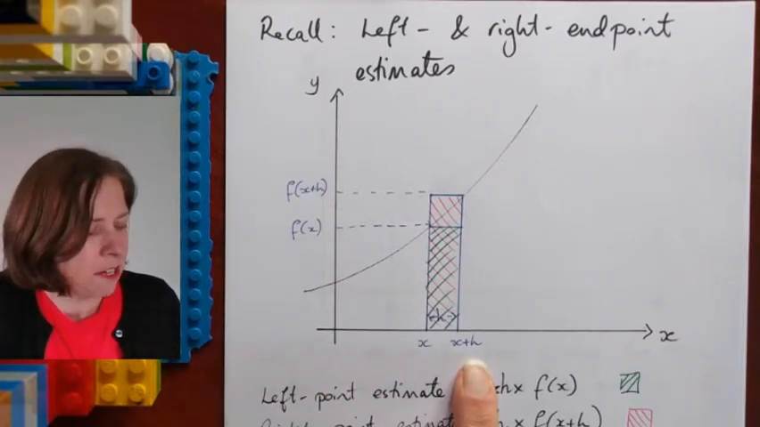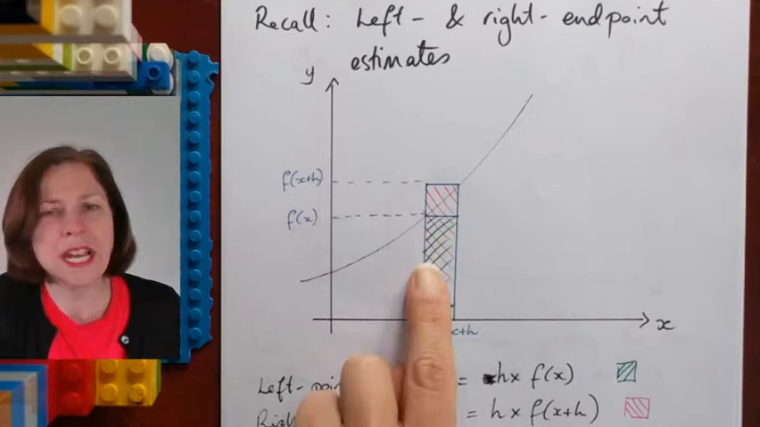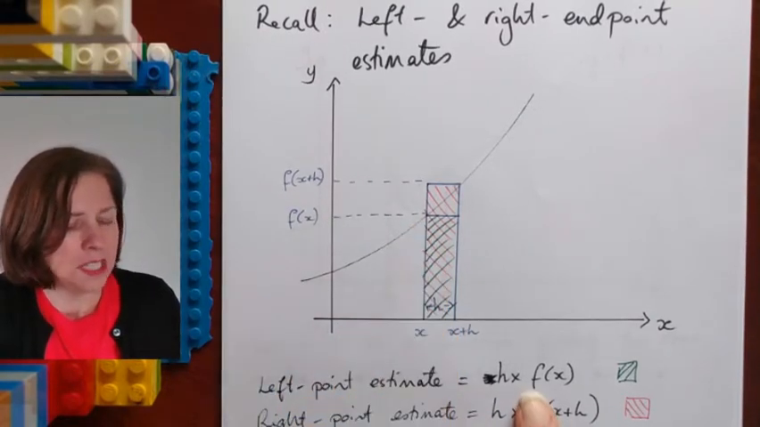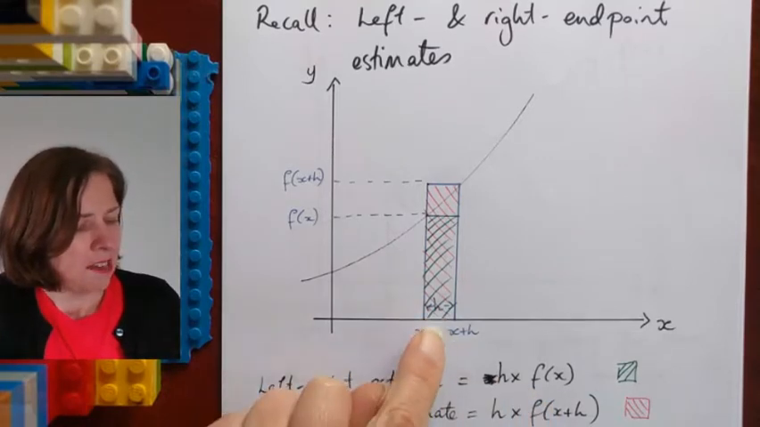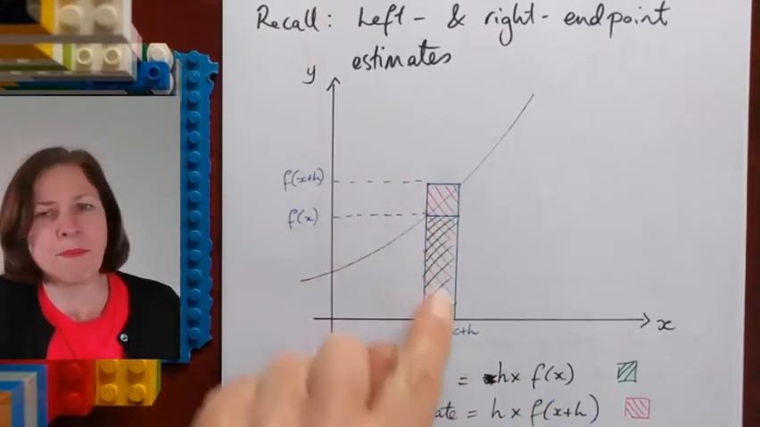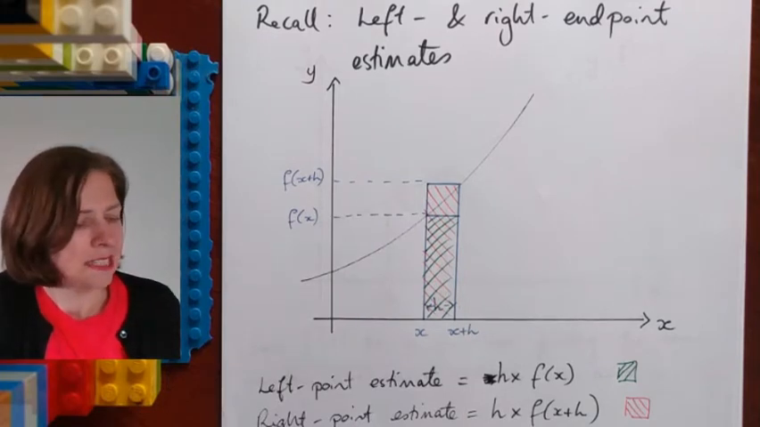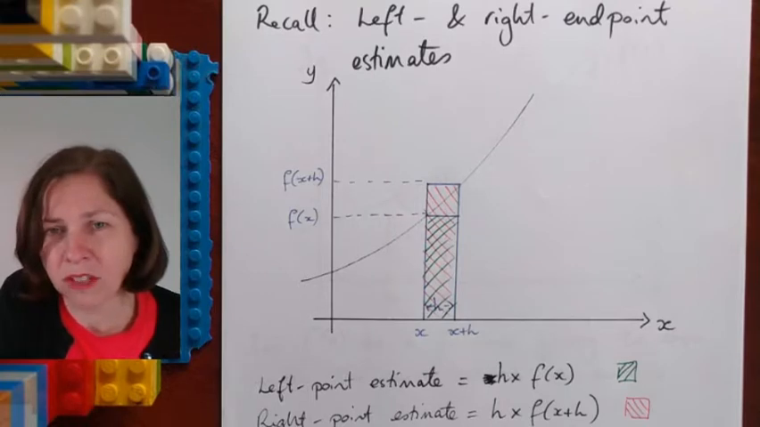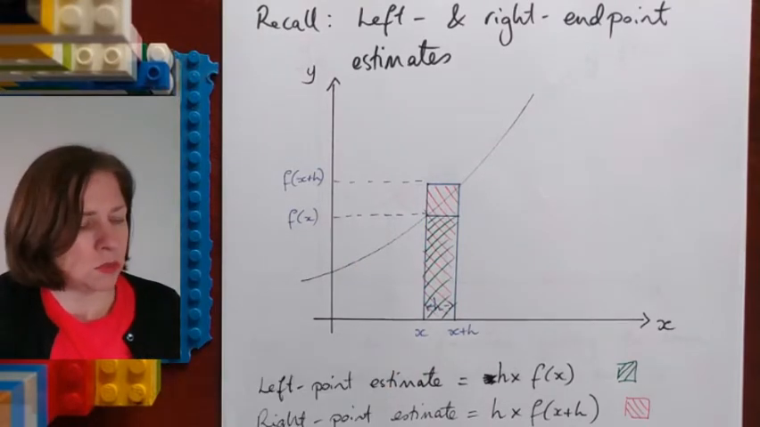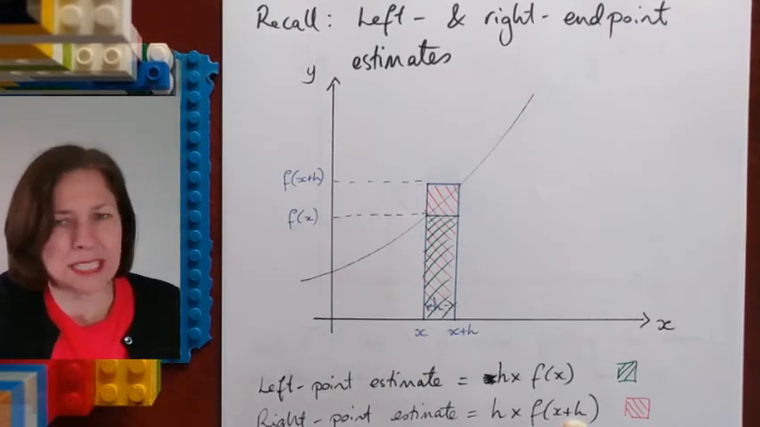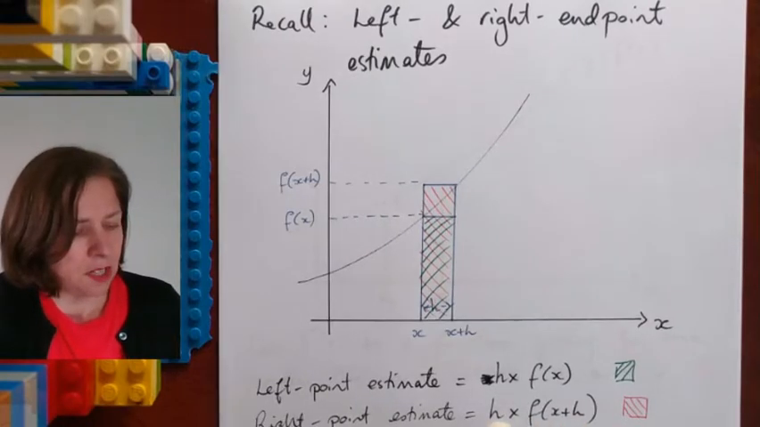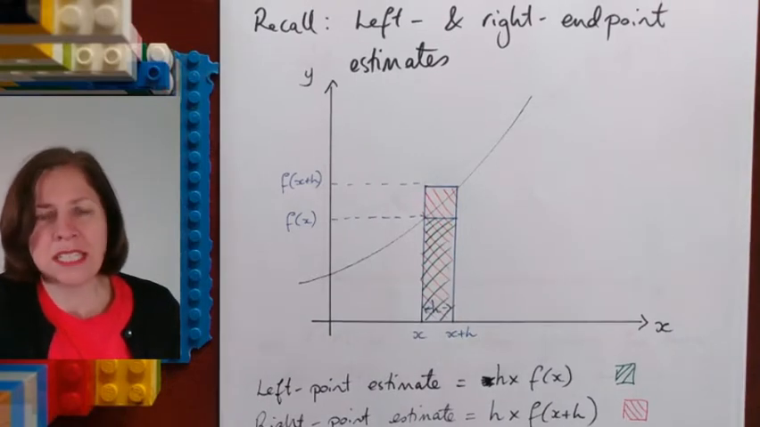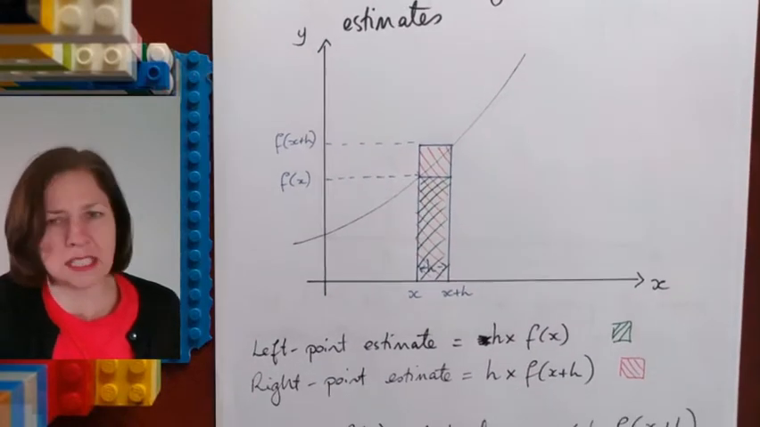That means that I can find the area, which is the green area. Well, the width is h and the height is f of x, so it's h times f of x. And then this red area, which overlaps the green area a little bit, is the area of the larger, the taller rectangle, which is f of x plus h times h. All right, the width is h and the height is f of x plus h. So this is small f of x plus h at this stage.